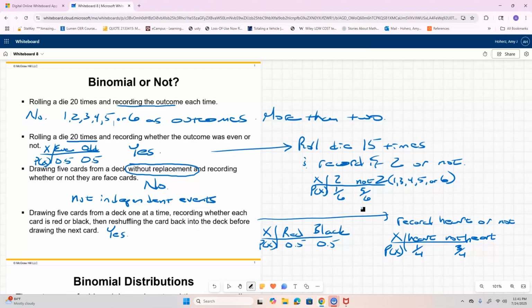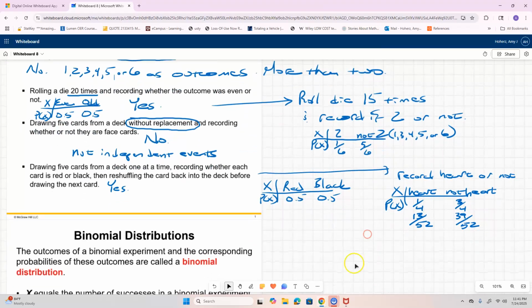If you wanted to count it as far as the total number of cards, there's 13 hearts out of the 52 in the deck. And then that would make 39 out of 52 that are not a heart. And it would be perfectly fine to use either of those fractions. Of course, the 1/4 and the 3/4 are reduced, but you could use either one for calculations. All right.